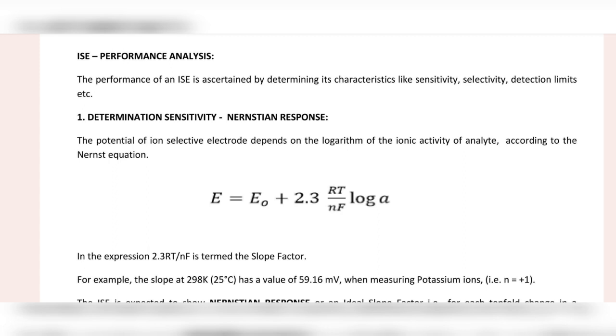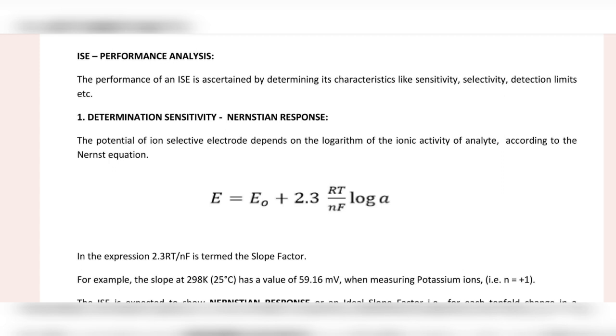Here, a potentiometric sensor generally follows a Nernstian response. If a sensor is said to follow a Nernstian response, then that electrode follows the Nernst equation. The potential of an ion selective electrode depends on the logarithm of the ionic activity of an analyte according to the Nernst equation. That equation is given below: E is equal to E0 plus 2.303 RT by NF log A. Here A is the activity of the analyte.